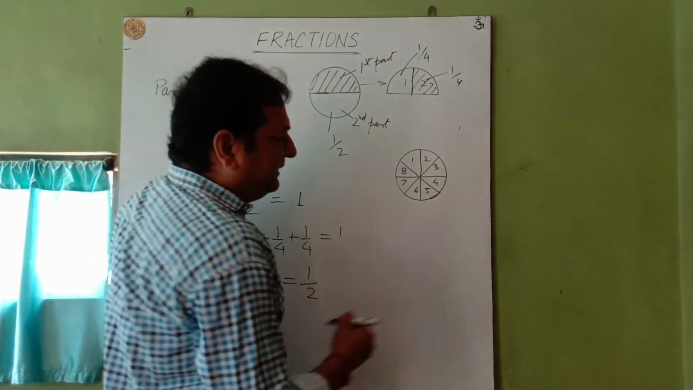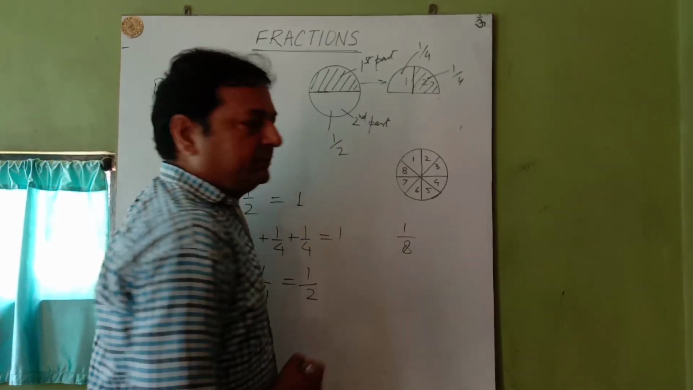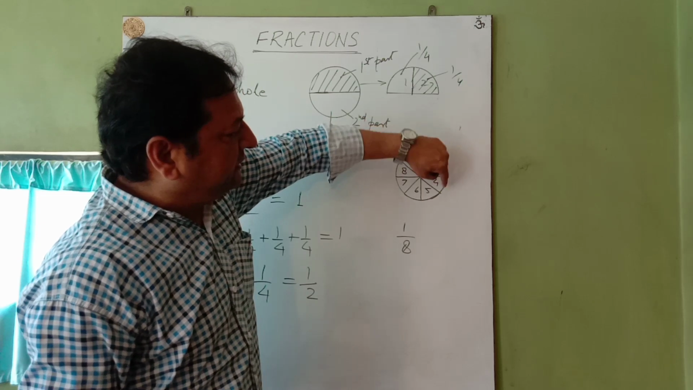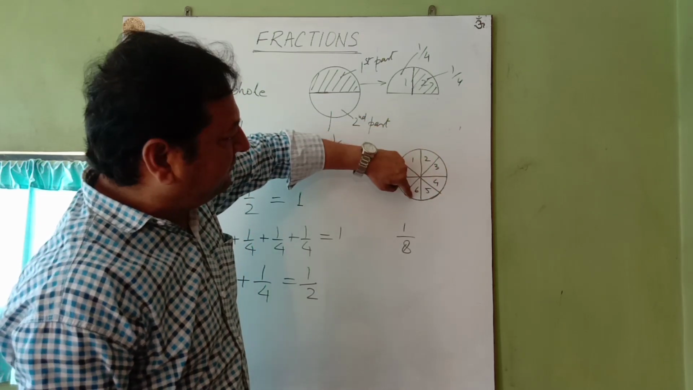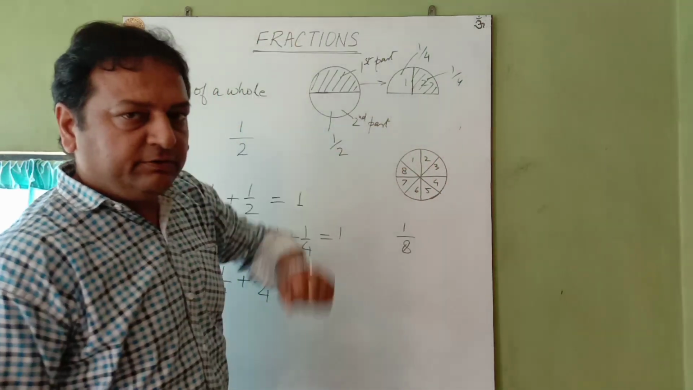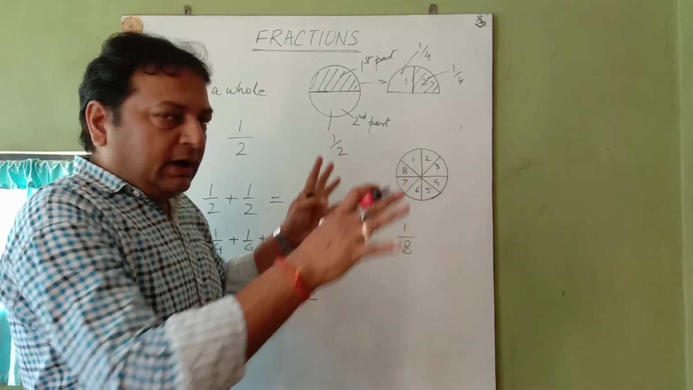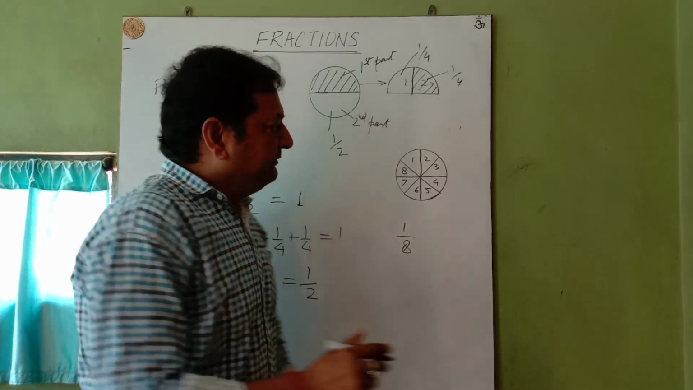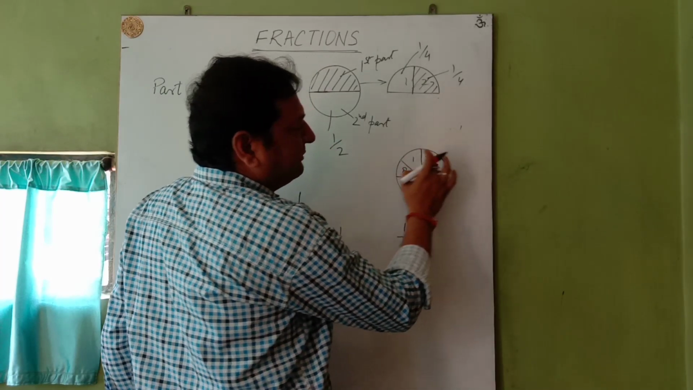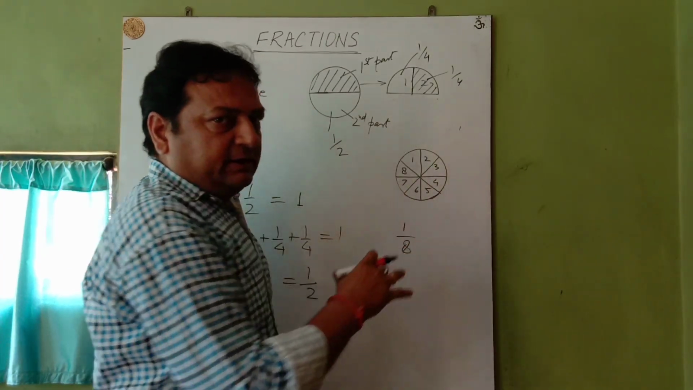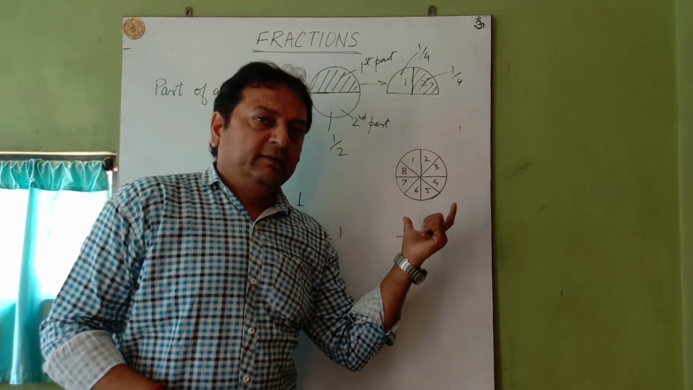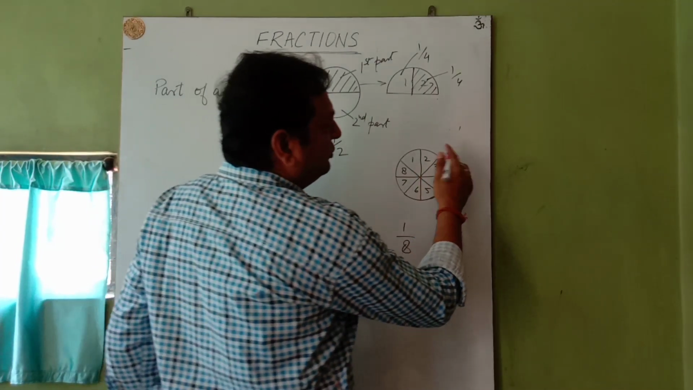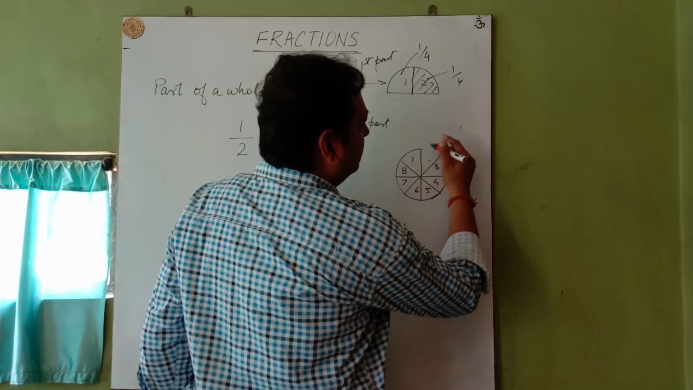Each part represents 1 out of 8. This is 1 out of 8, this is 1 out of 8, and so on for all eight parts. If you add all these, you get 1. If I have to represent this part, suppose this is a cake, I divided it into 8 equal parts and I offer you 1 part. That means you took, suppose, this part.